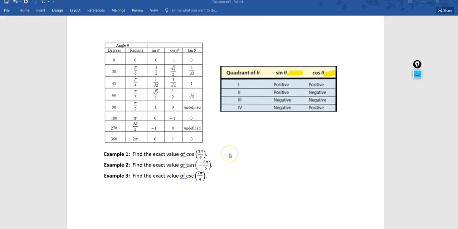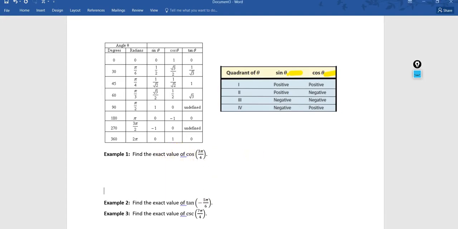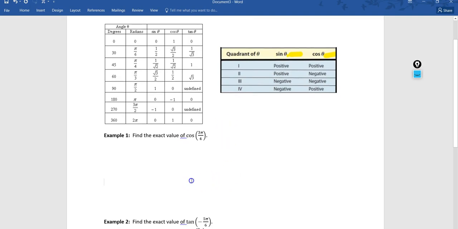Okay, what we're going to be doing in this video is using a reference angle to get these exact values. Because I think on the WebWorks, a lot of people were just trying to fudge things using a calculator, and we want to make sure that we understand what a reference angle is.